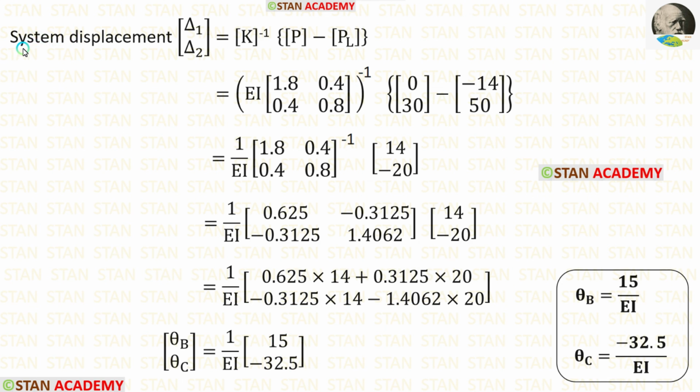In this analysis, the system displacements are the slopes which we got finally. The slope values will be according to the coordinates. The first coordinate is the point B, so first we will get theta B. The second coordinate was the point C, so here we will get theta C. In this analysis, we have calculated both of the unknowns. Now, let us make the slope deflection equations and find the final moments.